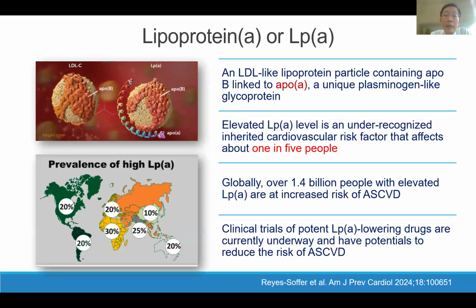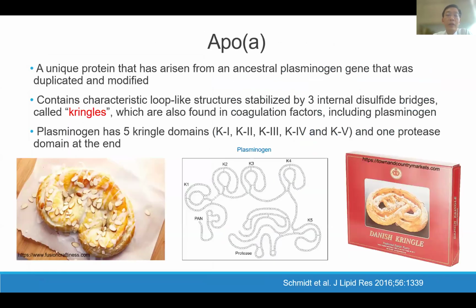So what is Lp(a)? It's an LDL-like lipoprotein particle. It contains ApoB connected to a unique plasminogen-like protein called Apo(a). We know that elevated Lp(a) level is an under-recognized genetic cardiovascular risk factor that affects about 1 in 5 people. Worldwide, more than 1.4 billion people with elevated Lp(a) are at increased risk of ASCVD. And currently, clinical trials of various Lp(a) lowering drugs are underway, and they have the potential to reduce the risk of ASCVD.